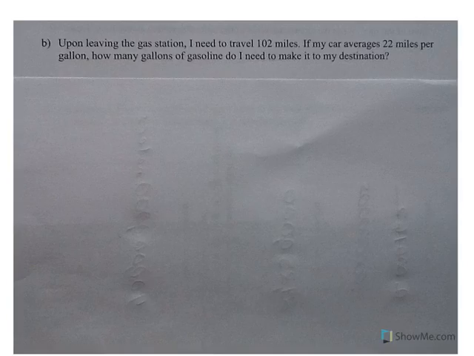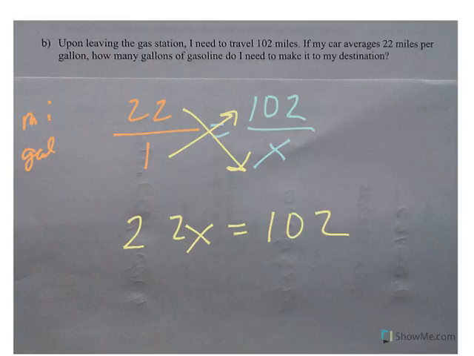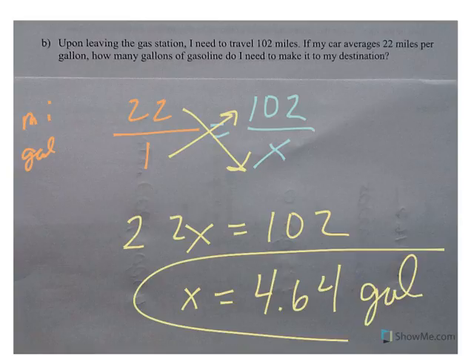All right, so part B. Upon leaving the gas station, I need to travel 102 miles. My car gets 22 miles for every 1 gallon of gas. So if I need to travel 102 miles total, how many gallons do I need? Again, there are other ways to figure this out. So I cross multiply. 22x equals 102. Divide both sides by 22, and I need 4.64 gallons of gas.